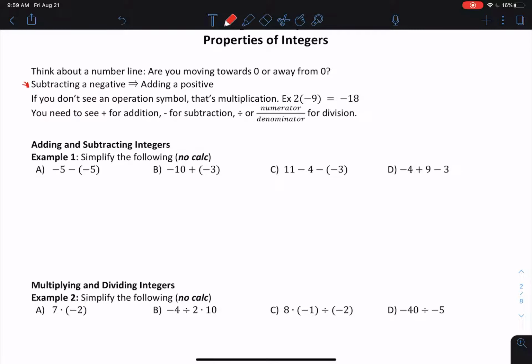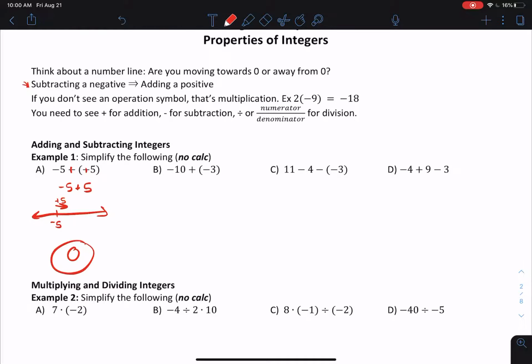So like in this first example, -5 minus -5 is the same thing as -5 plus 5. So if I think about a number line, I'm starting at -5, I'm adding 5 to it, so I'm going towards 0. I'm adding 5 to -5, well that's going to be 0. If I start at -5 and I add 5 to it, -5, -4, -3, -2, -1, 0.